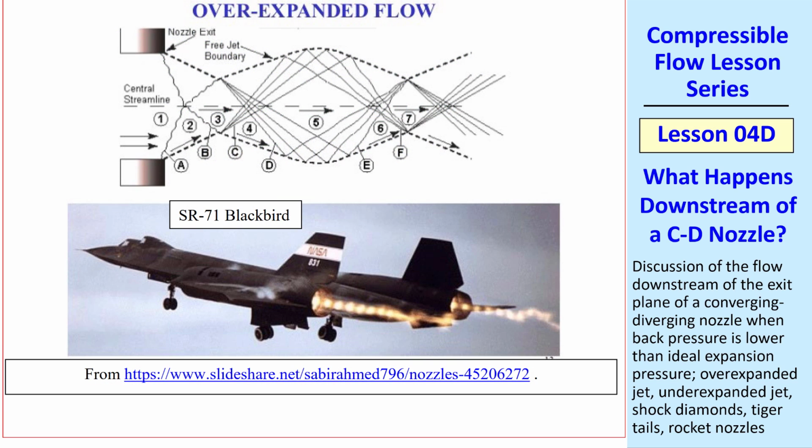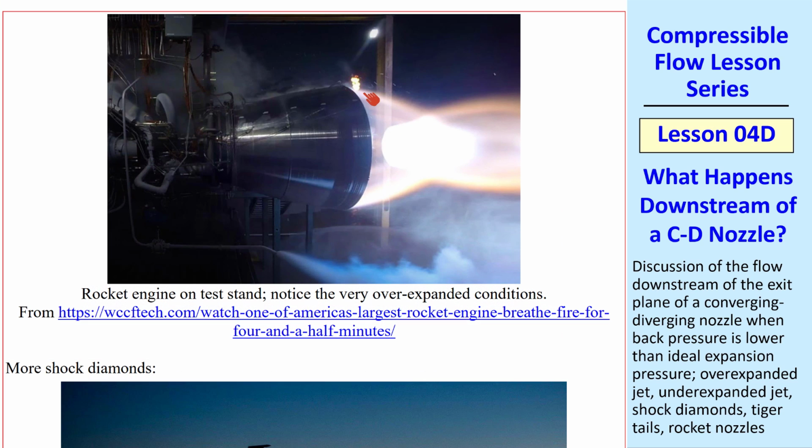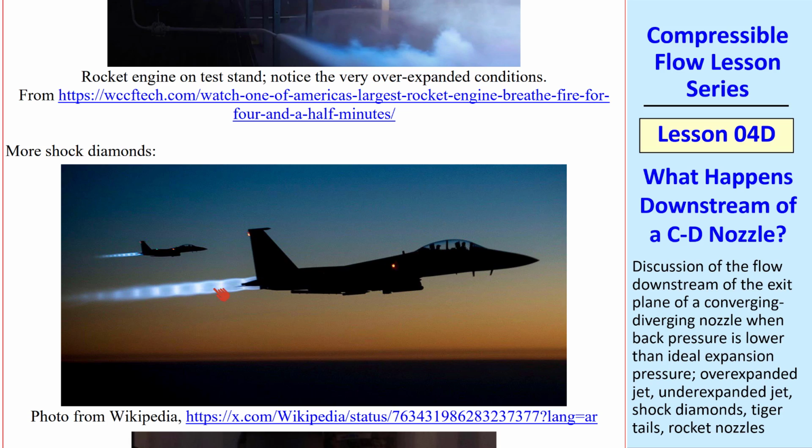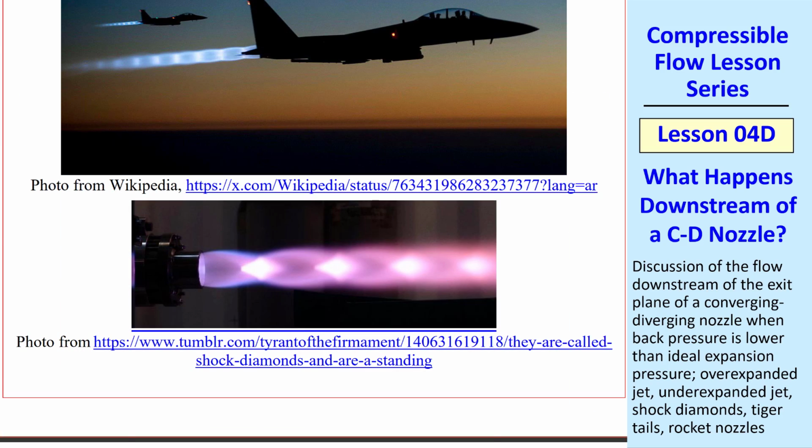Here's a cool picture of the SR-71 Blackbird with about 7 or 8 shock diamonds that are visible in this picture. Here's a nice picture of an overexpanded jet. Again, the pressure outside is too large for the expansion that occurs in the nozzle, so the whole jet is pushed inward like this. Here's another cool picture of shock diamonds, and yet another.